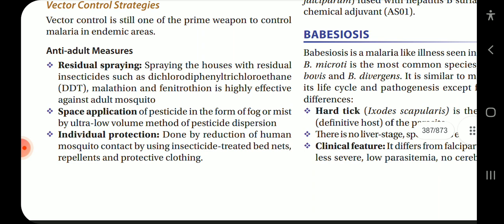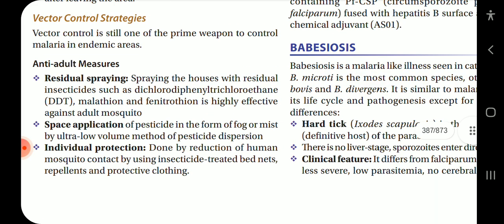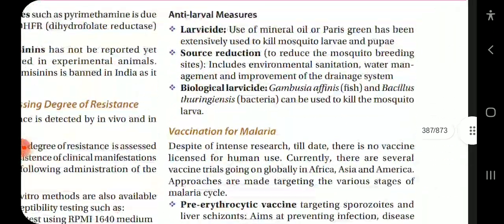Vector control strategy. Vector control is still one of the prime weapons to control malaria in endemic areas. Anti-adult measures: residual spraying of houses with residual insecticides such as dichlorodiphenyltrichloroethane DDT, malathion, and fenitrothion is highly effective against adult mosquitoes. Space application of pesticides in the form of fog or mist by ultra low volume method of pesticide dispersion. Individual protection is done by the reduction of human mosquito contact by using insecticide treated bed nets, repellents, and protective clothing.